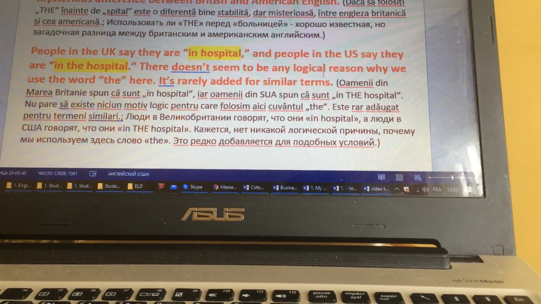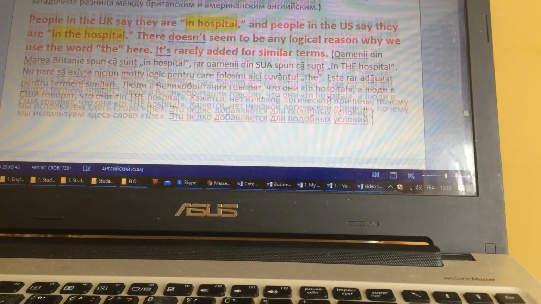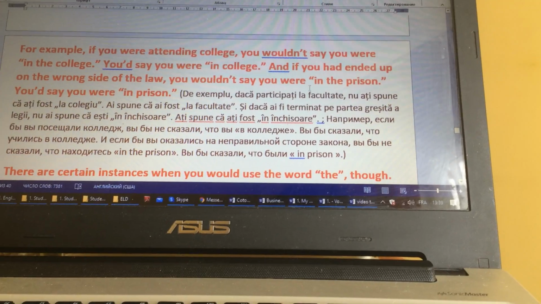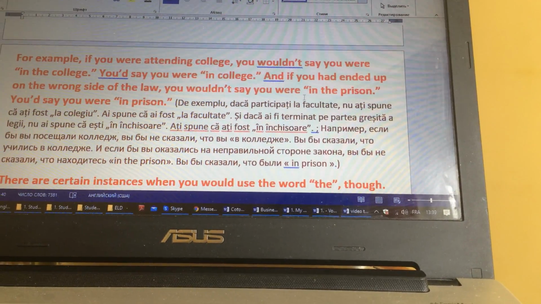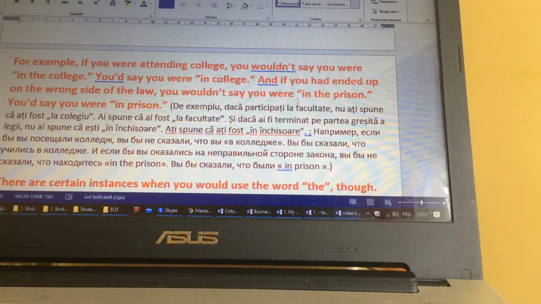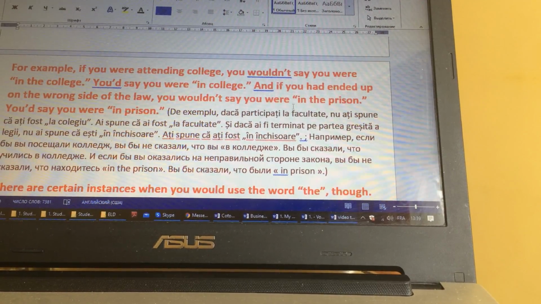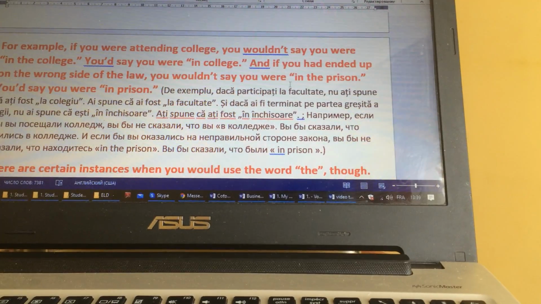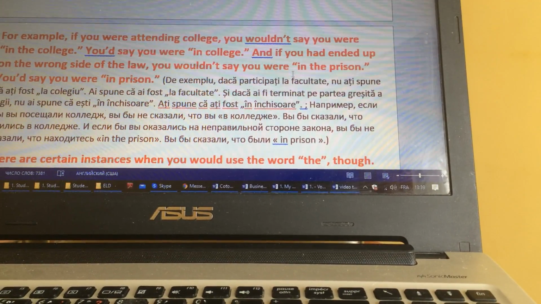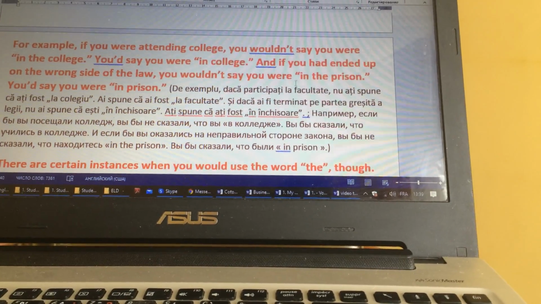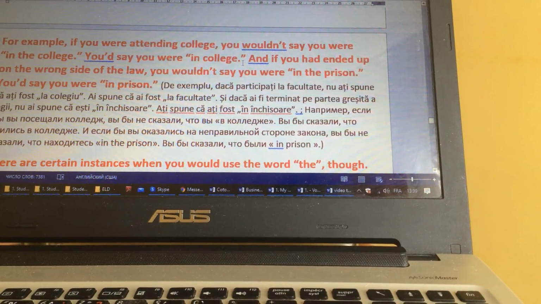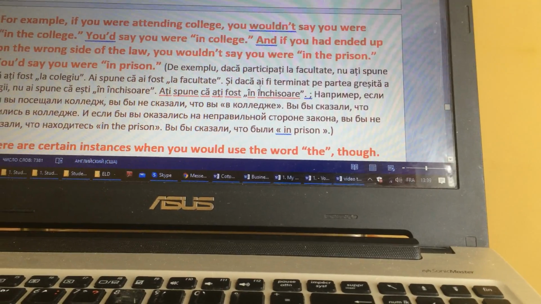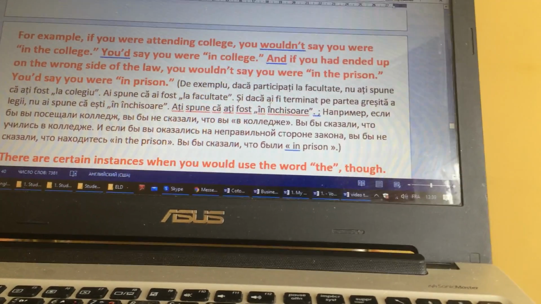It's rarely added for similar terms. For example, if you were attending college, you would say you were in college. And if you had ended up on the wrong side of the law, you wouldn't say in the prison. In fact, there's a mistake here. Okay, anyways, you wouldn't say you were in the prison, you would say in prison.